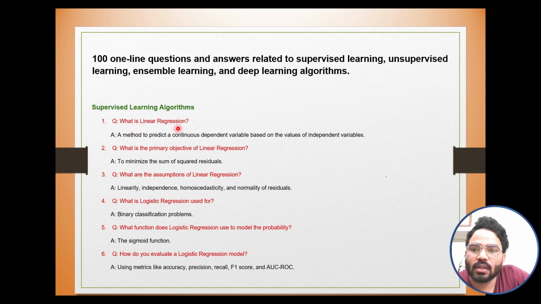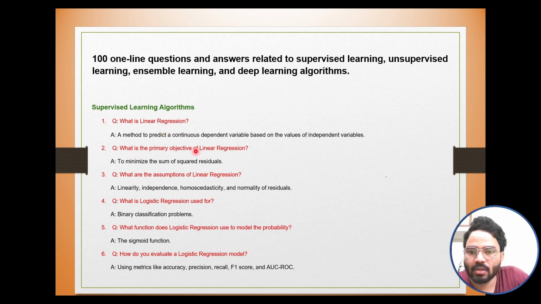The first question is, what is linear regression? The simple one-line answer is a method to predict a continuous dependent variable based on the value of independent variables. It means we have a continuous dependent variable and, with respect to it, we have some independent variables. We just want to predict the continuous dependent variable. This is the simple linear regression definition.